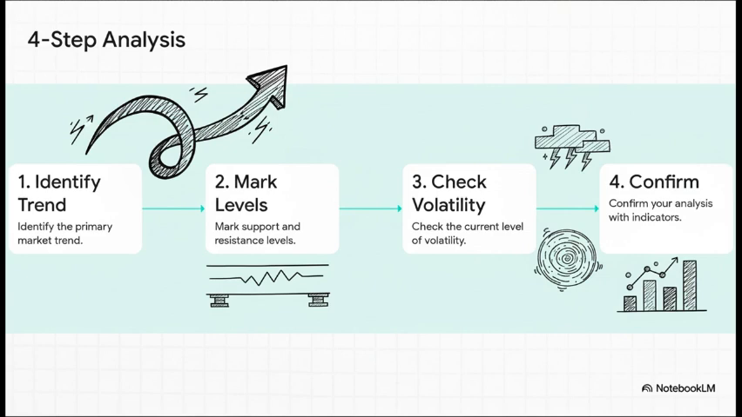Step 1. What's the main trend? Are we going up, down, or sideways? Step 2. Where are the major floors and ceilings, your support and resistance? Step 3. What's the weather like right now? Is it calm or is it volatile? And finally, step 4. Use a couple of other tools, like trading volume, to double-check your analysis. Following these steps takes all that chaotic information and turns it into a solid foundation for making a smart decision.